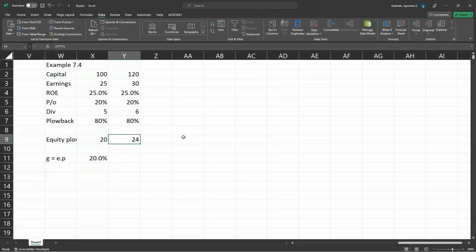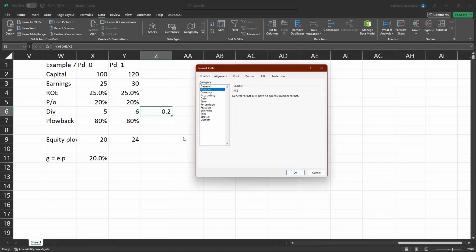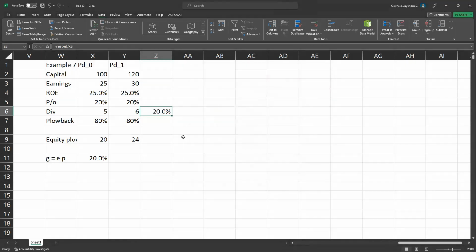But there's another way to find out G, because this is period 0 and this is period 1. We know that the dividends have grown. So how much have they grown by? So equals this minus this divided by this is 20%. Percentage and 1 decimal. So this is another way to find out the growth rate of dividends.